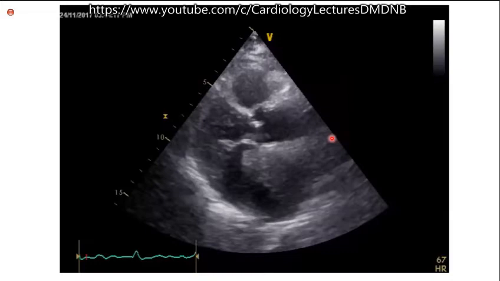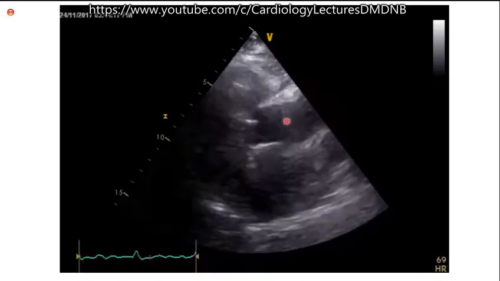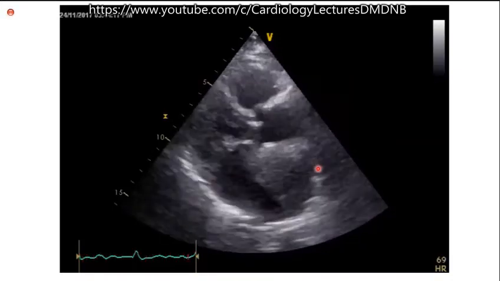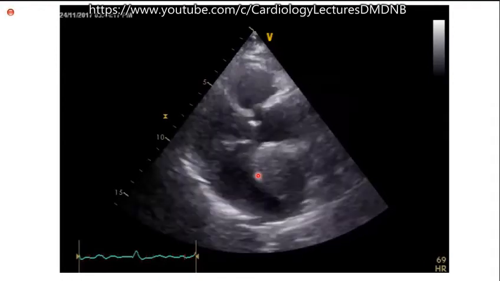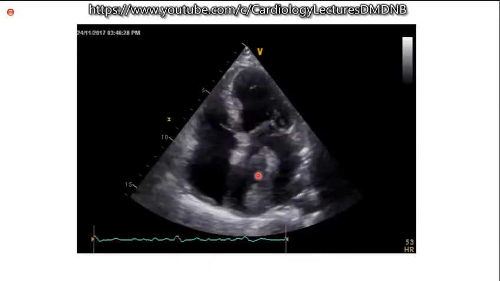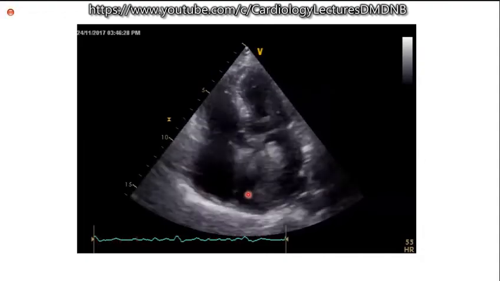Few examples: see, here is a huge thrombus in the left atrium. You can see a very huge thrombus.